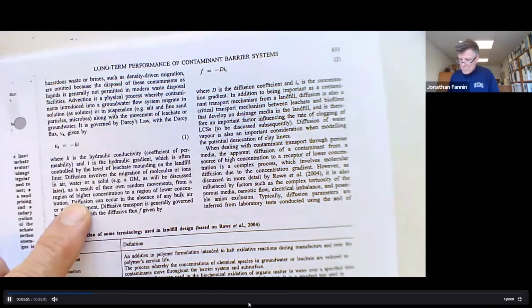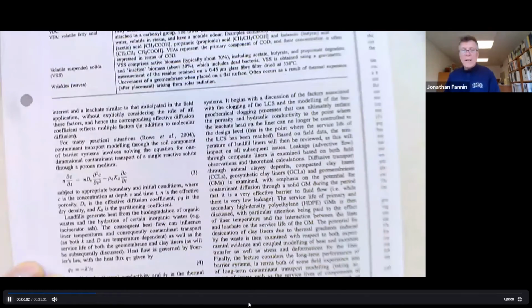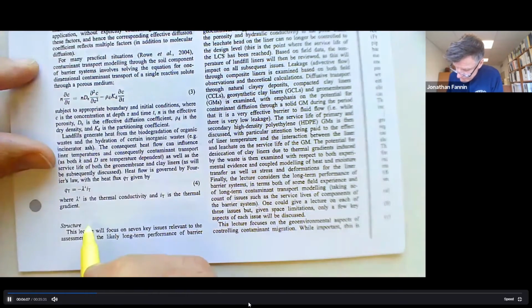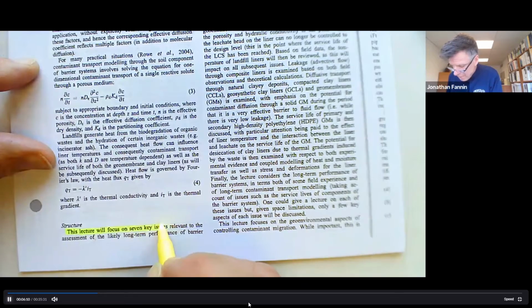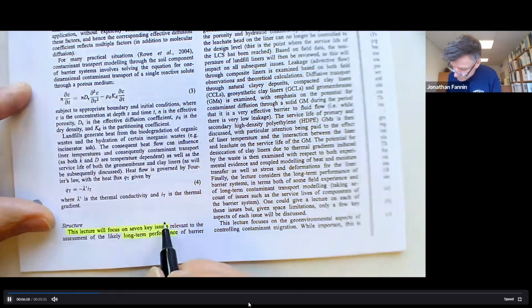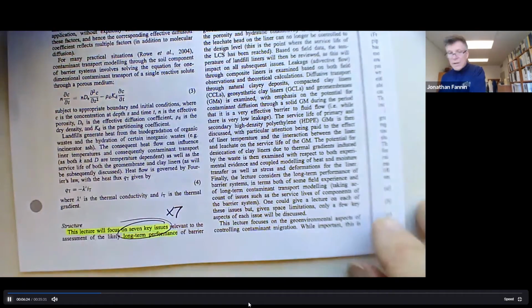We'll skip through this page because on page 634, he gives a very nice game plan to the lecture. Okay, this lecture is going to focus on 7 key issues relevant to the long-term performance. Okay, and what are those 7 key issues? He begins with, let's move up to here, he begins with clogging of the leachate collection system.